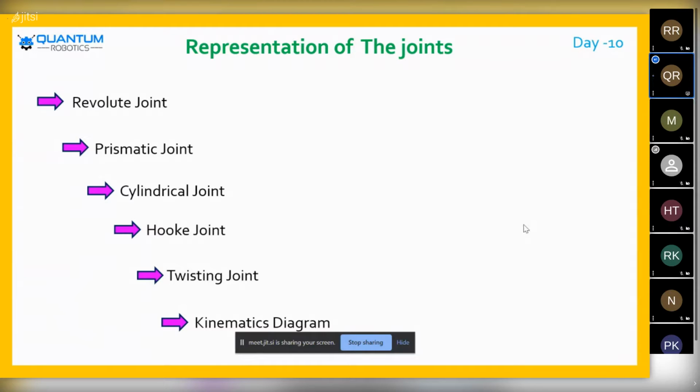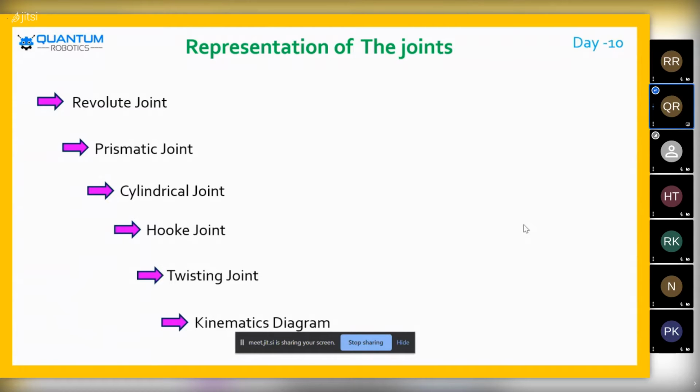Today's section is day 10, representation of the joints. The representation of joints follows from what we have been learning about robots and robotics from the beginning. The major and main parts are the links and the joints. Only by combining links and joints can a particular type of robot move and perform any type of action for a representative task.